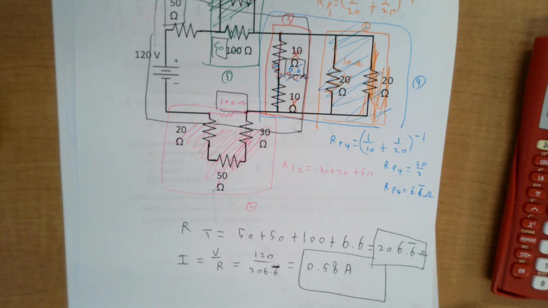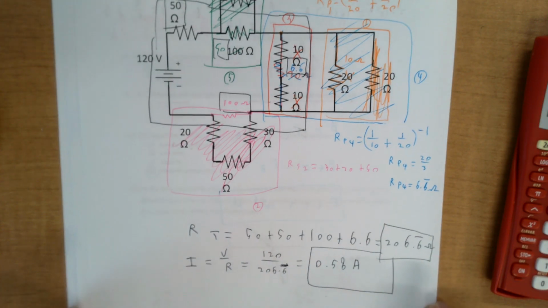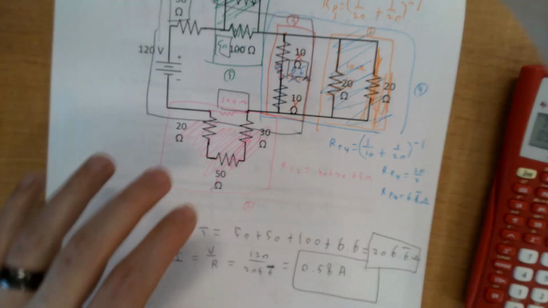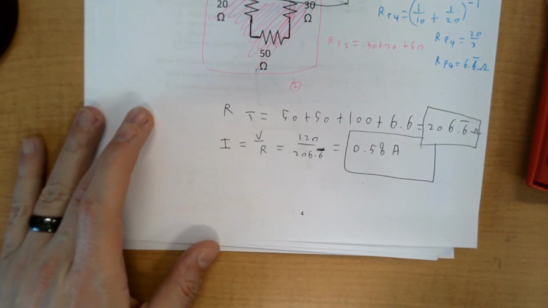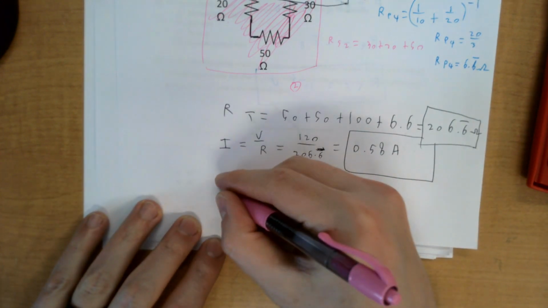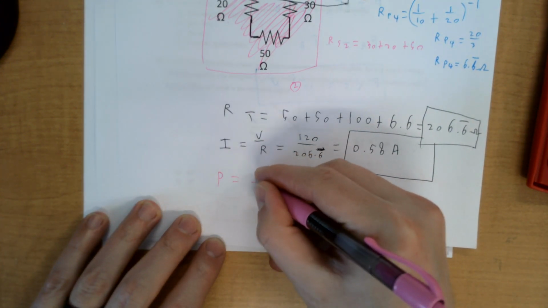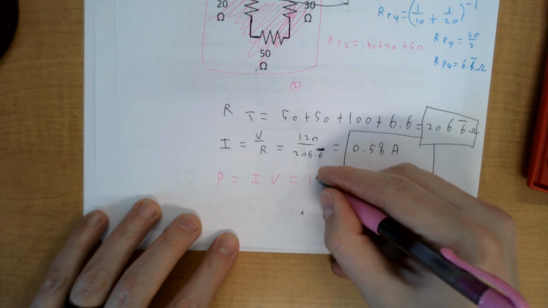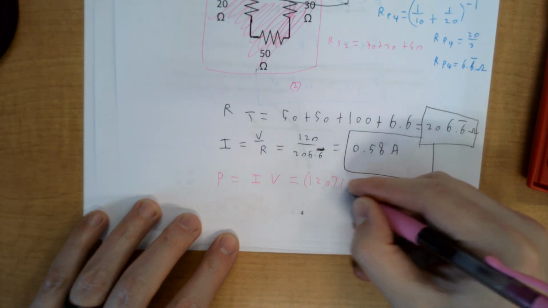Hopefully it's good review. Now on your test, you'll probably have to solve for power. So let's just add that real fast for fun. By fun, I mean, you know, probably not fun, but good to know. Power is current times voltage. Well, we got the current, it's 0.58, and we got the voltage of 120, so 120 times 0.58.